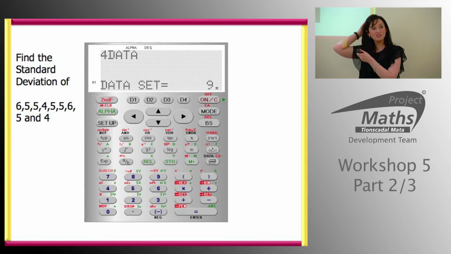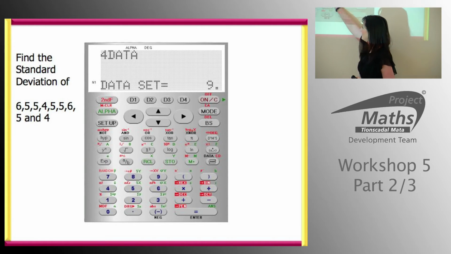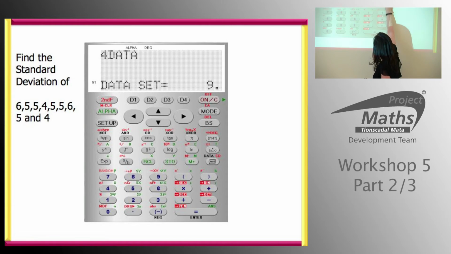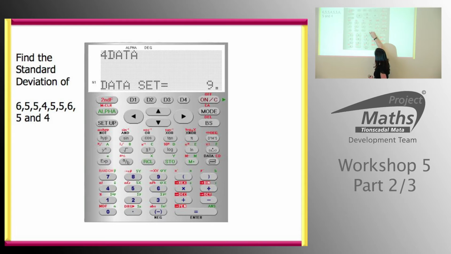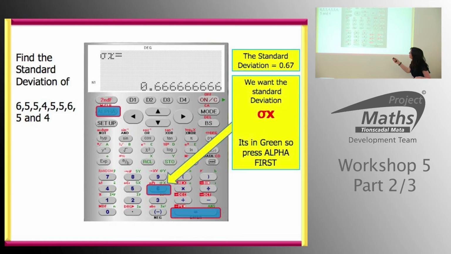And they don't have a statistics menu on the Sharp as such. The menu is all here. Their statistics are all second functions. Can you see that? Now, if I look here, can you see here is my standard deviation? Just here, it's over the 6. So what I'm going to have to do now is it's green, so I'm going to have to press alpha 6.